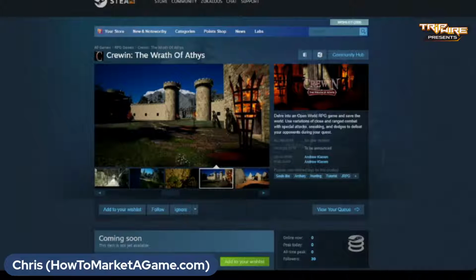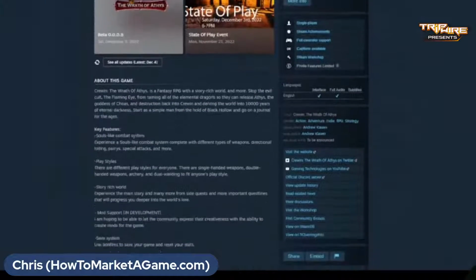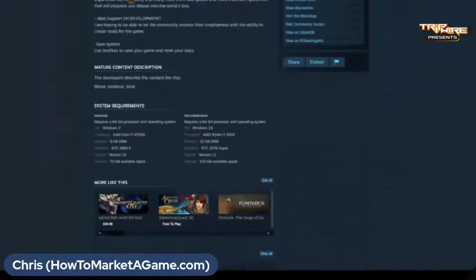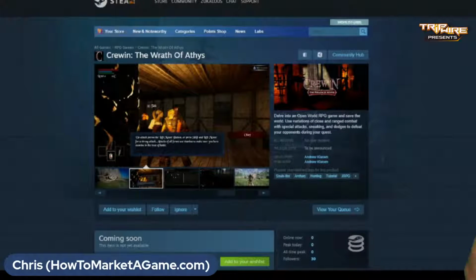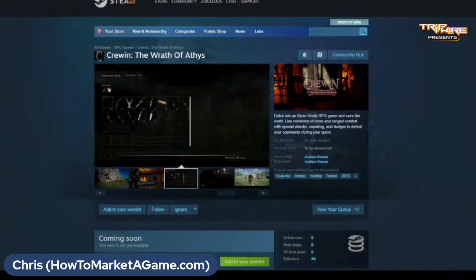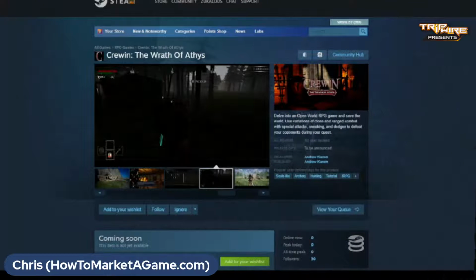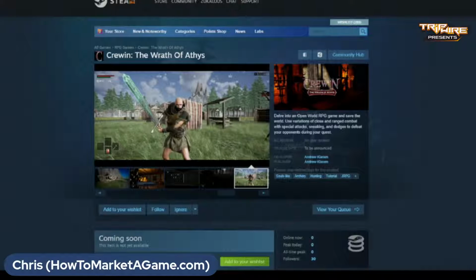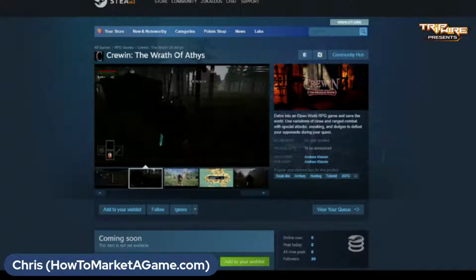This is Cruin. I'm going to scroll down here. Okay, so let's figure out the genre here. See if we can figure it out together. Delve into an open world RPG game. Right there. Good job saying it right up front. And save the world. Use variations of close and ranged combat with special attacks, sneaking, and dodges to defeat your opponents during your quest. And when I look at this, I see a big map of a big open world.